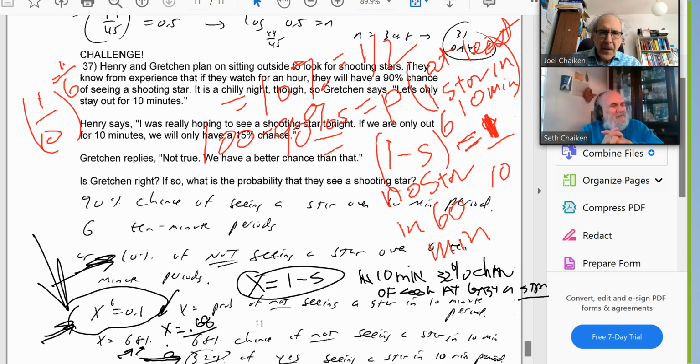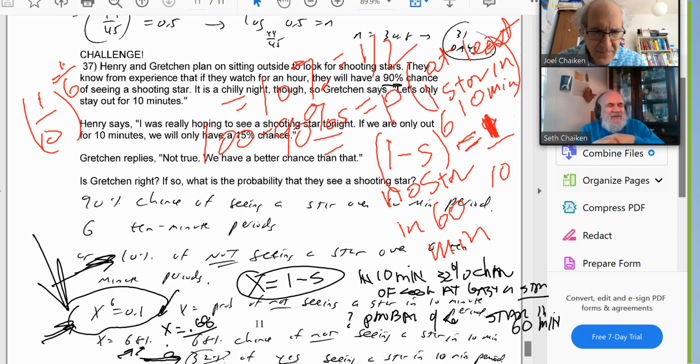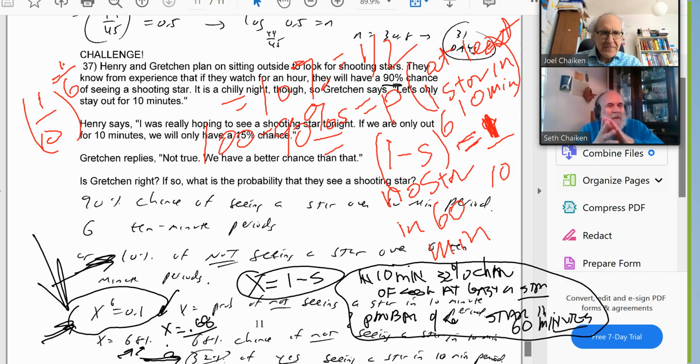And then that would be probably 90%. What is the probability of seeing a star in 60 minutes? This would be the forward problem, and it would be a lot easier. You'd be using the same formula, the same principle, but you're not solving for X, you're calculating.